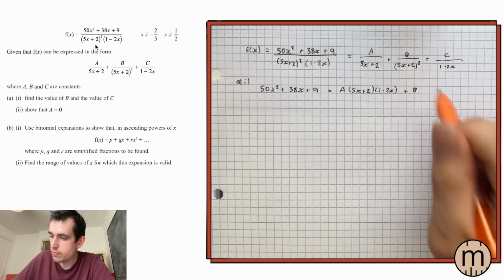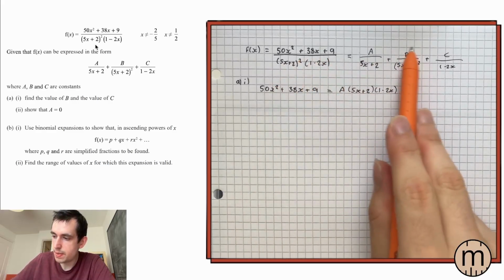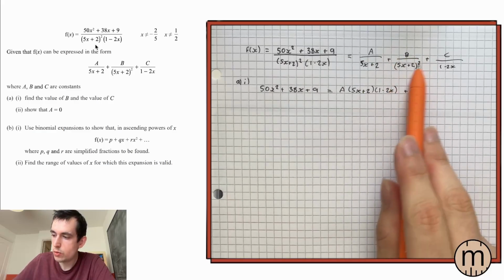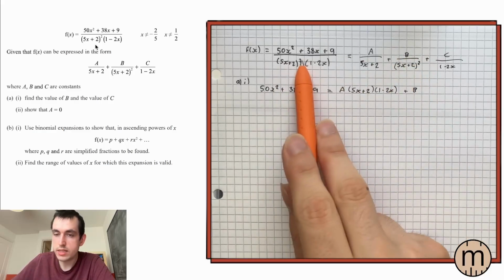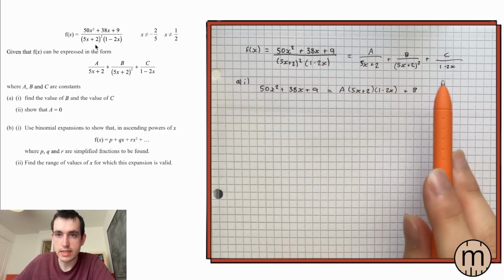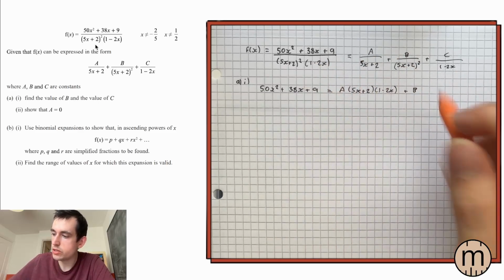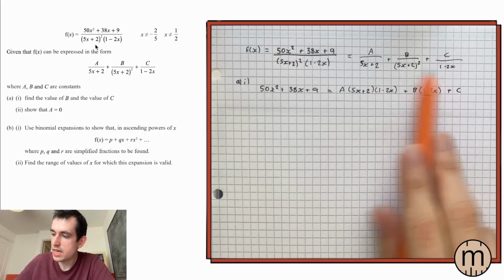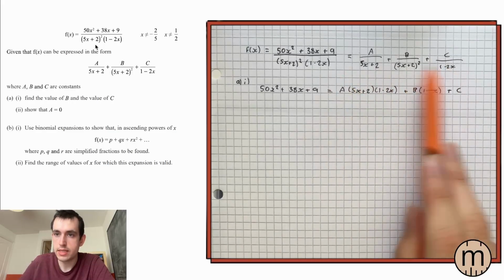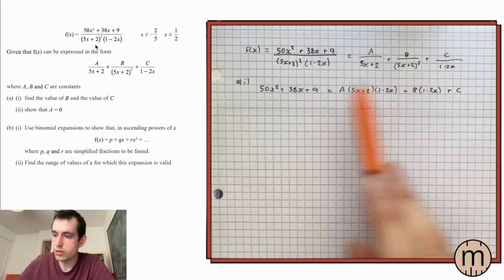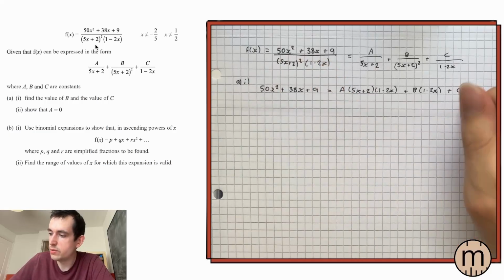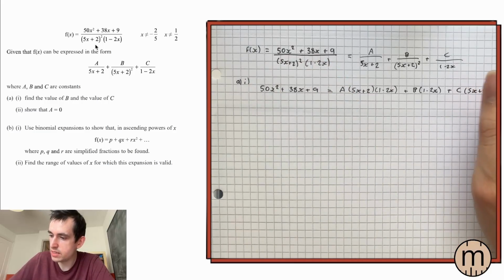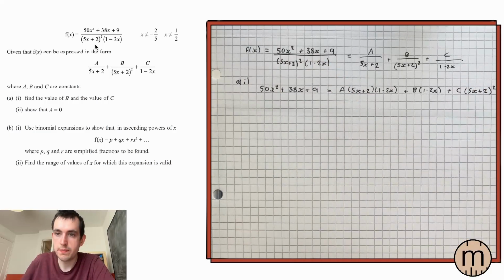What are we going to get when we times this denominator by this term with b in? Well, this is a squared term now, so that squared term is going to times and divide, cancel out completely, but the 1 minus 2x is going to stick around. And then finally with the c, the 1 minus 2x is the same denominator now, so what's not going to cancel is the 5x plus 2 squared.